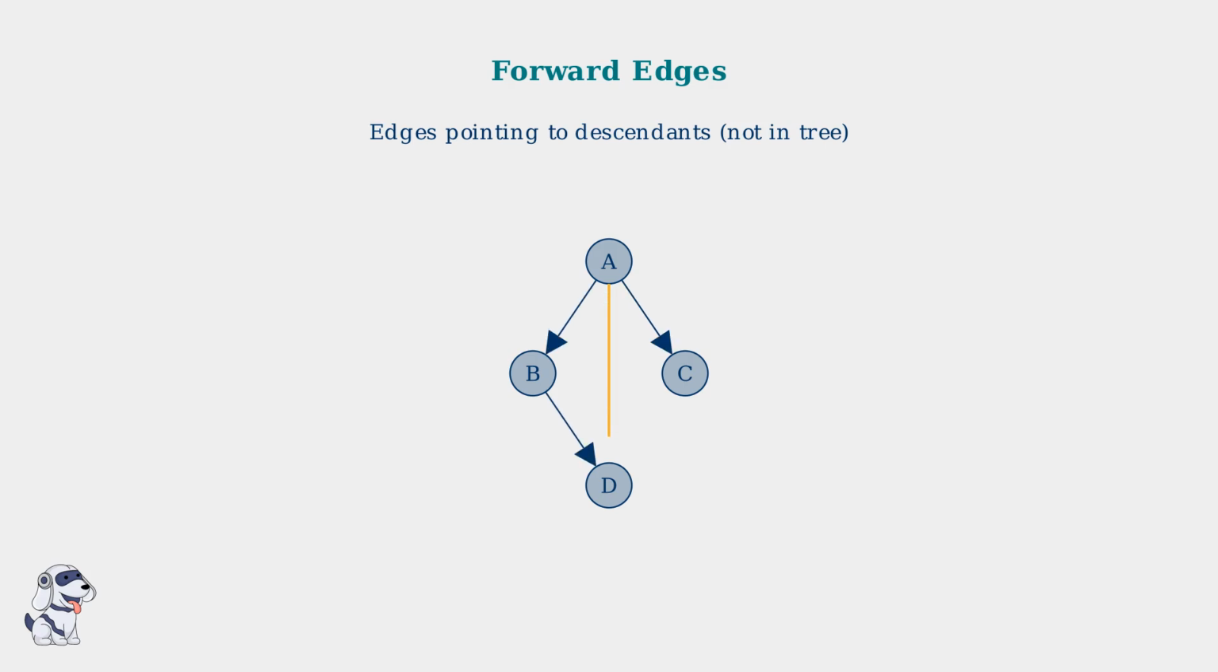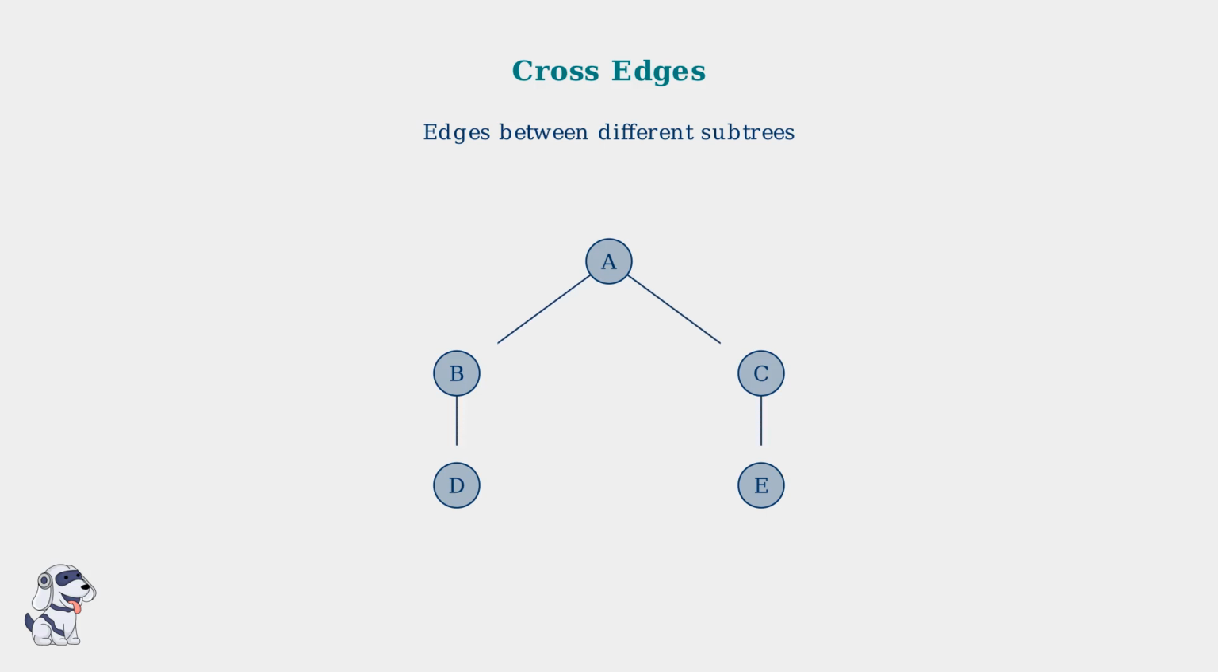Forward edges connect a vertex to one of its descendants in the DFS tree, but are not part of the tree itself. These edges skip intermediate vertices and point forward in the traversal order. Forward edges are less common, but important for understanding graph structure. Cross edges connect vertices that are neither ancestors nor descendants of each other in the DFS tree. These edges connect different branches or subtrees of the DFS traversal. Cross edges help us understand the relationships between separate parts of the graph.